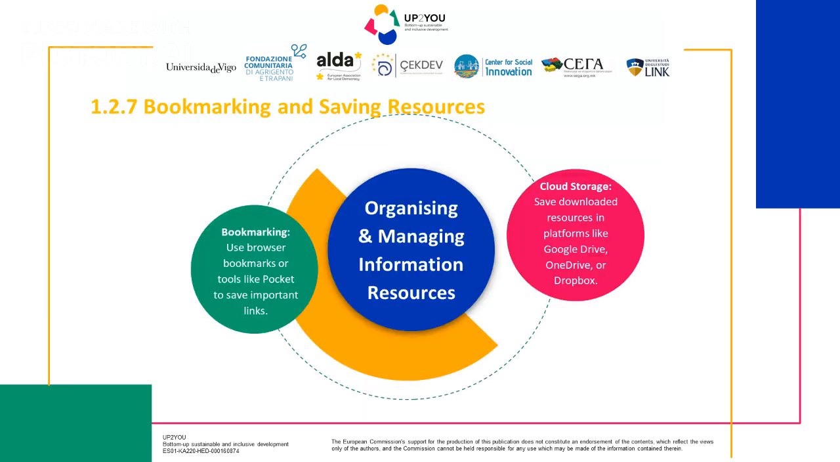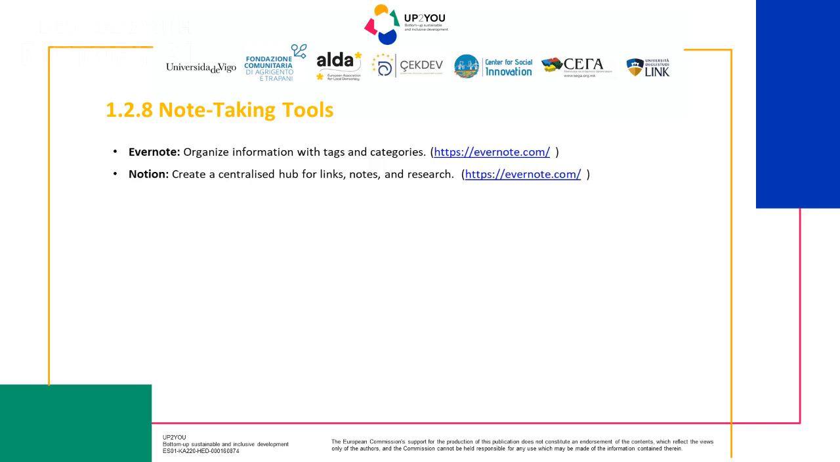Organize and manage information resources by using browser bookmarks or tools like Pocket. Save downloaded resources in cloud storage platforms like Google Drive, OneDrive, or Dropbox. Organize information with tags and categories using tools like Evernote. Create a centralized hub for links, notes, and research with Notion.